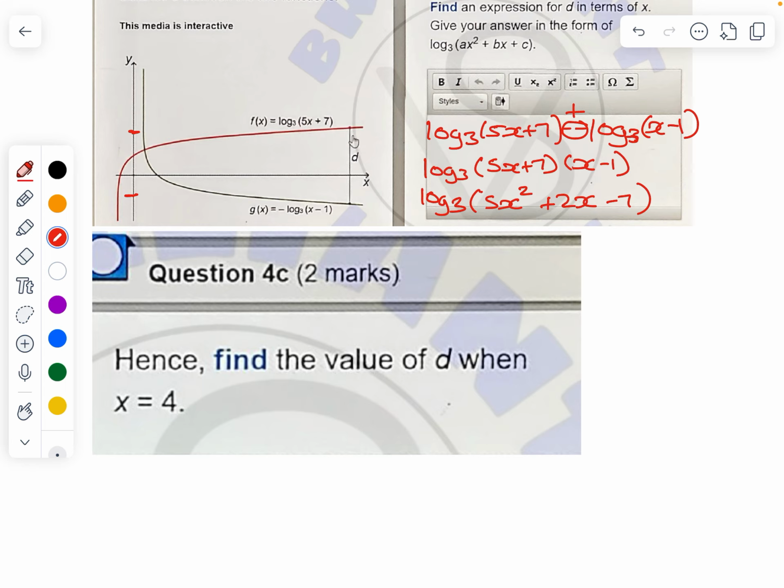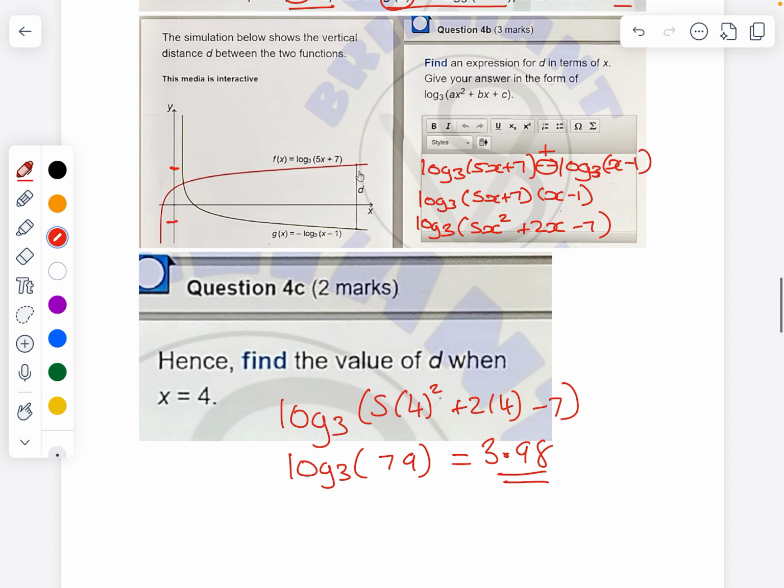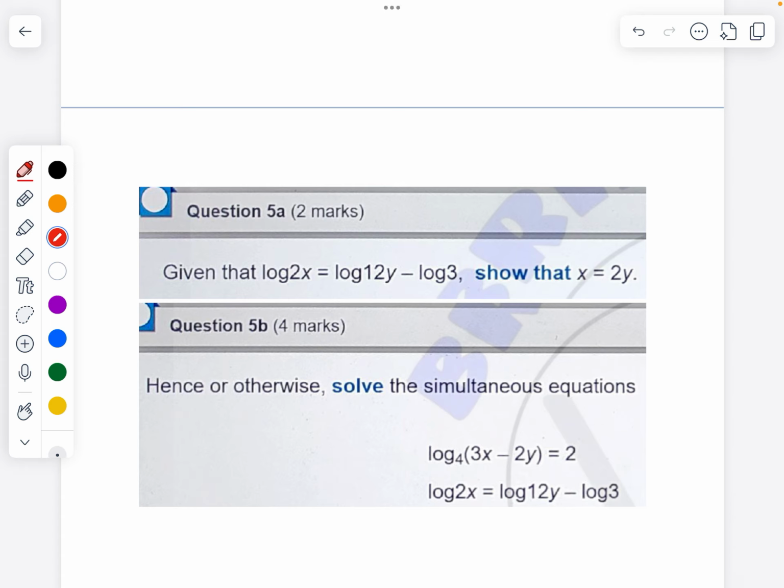And then it goes on to say, now that you know this, find the value of d when x is 4. Okay, so it's telling me that x is 4. So all I'm going to do now is substitute that in. So we have log, I'm going to have 5 times 4 squared plus 2 times 4 minus 7. If you simplify that, you're going to have log 3 and inside is 79. And if you put that in the calculator, you're going to get 3.98. Right, let's move on to the next question then.